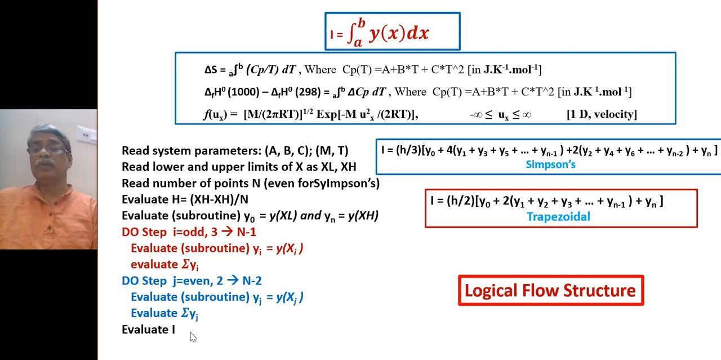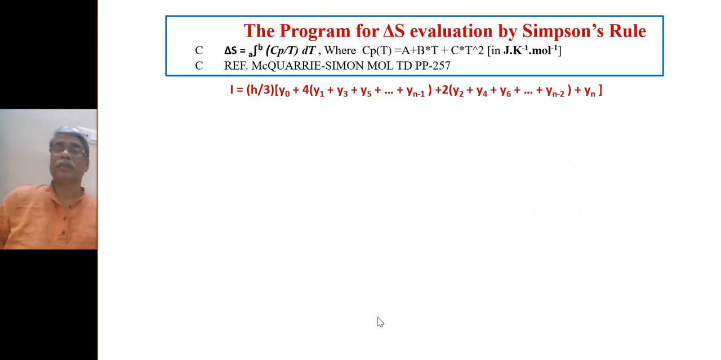Okay, then evaluate i, that means the integral. So if it is trapezoidal, then we'll be using both the sums and then multiply by 2, and if it is Simpson, then we'll take separately the 2 summations, one from the red region and one from the blue region, and multiply by 4 and 2 respectively, and then finally we'll add y0 and yn in both the cases, and finally we'll be multiplying by h by 3 in one case and h by 2 in the other case. So that way we can evaluate as per the problem.